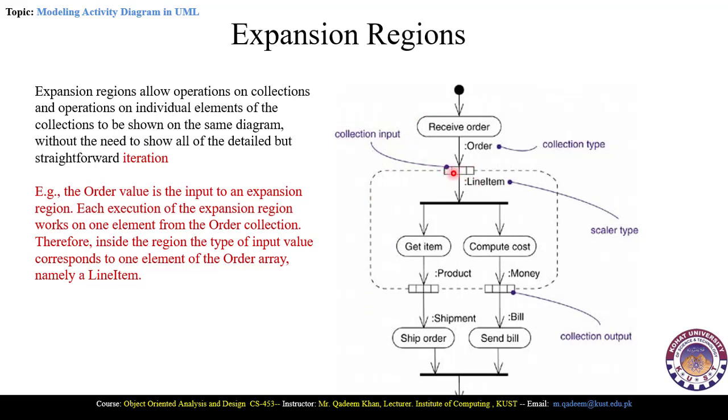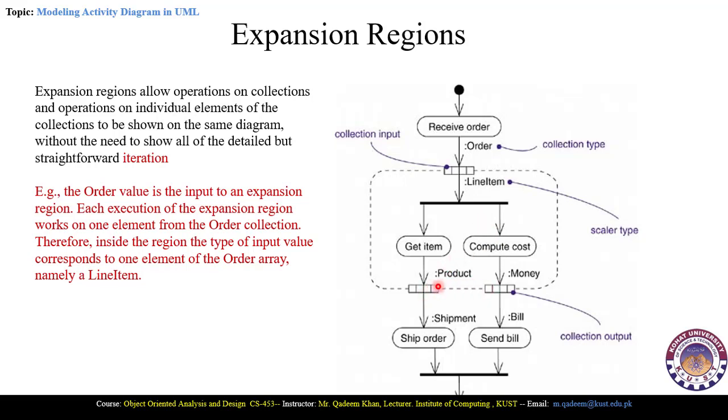but this different sort of boxes represent certain expansion regions. So here it means that one or more orders can be received. So this is the expansion region. It represents that the orders value is the input to the expansion region. So each execution of the expansion region works on one or more elements of the order collection.